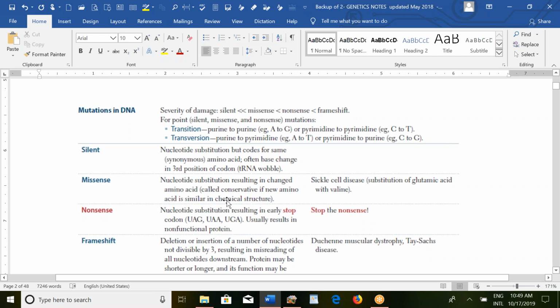and this is called conservative if the new amino acid is similar in chemical structure. One example is in sickle cell disease, substitution of glutamic acid with valine. So ideally glutamic acid should have been there, but now valine has replaced it.